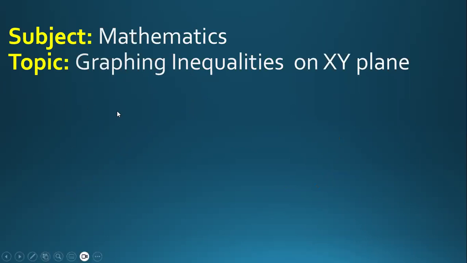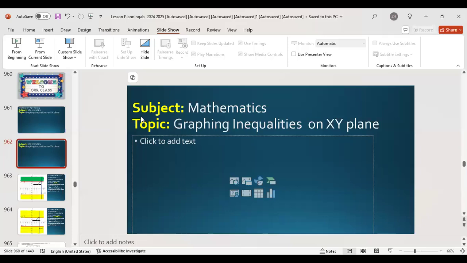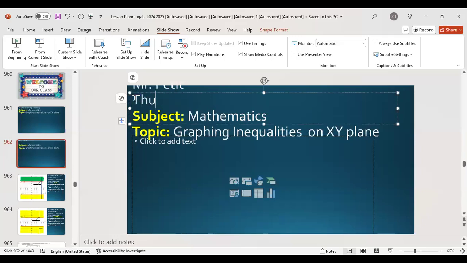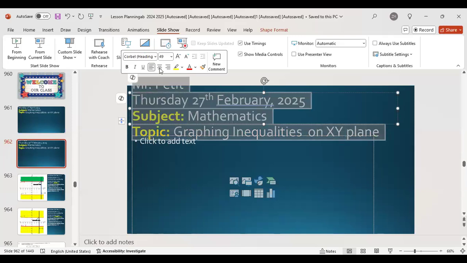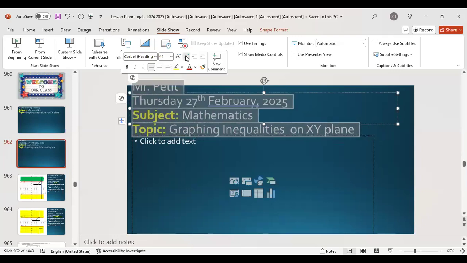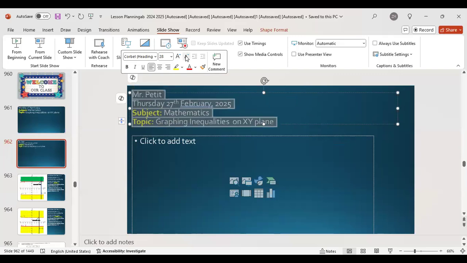We're going to be learning how to do that today. So let's head up. Today is Monday, Tuesday. Well, my name is Mr. Petit, so let's get that out of the way. Today is Thursday, the 27th of February, 2025. And that's what I want us to be doing for today.